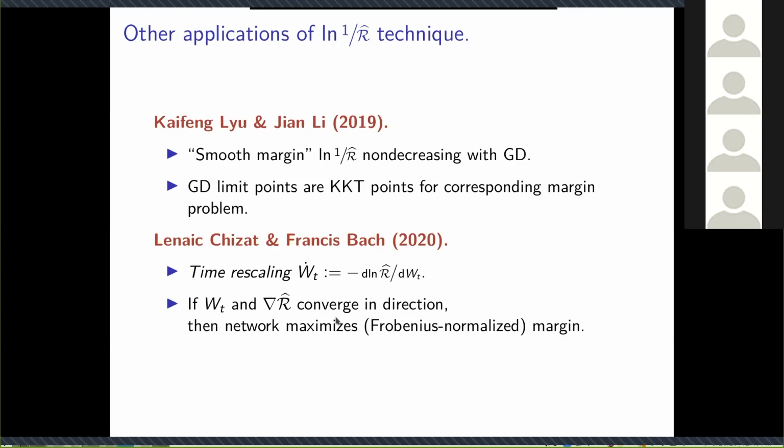Okay, so these are 2 recent works. This is Kaifeng's paper, an ICLR 2020 paper. The Chizat paper just appeared on arXiv 2 months ago. These are 2 very nice works. I think these are the most recent margin maximization results for deep networks.